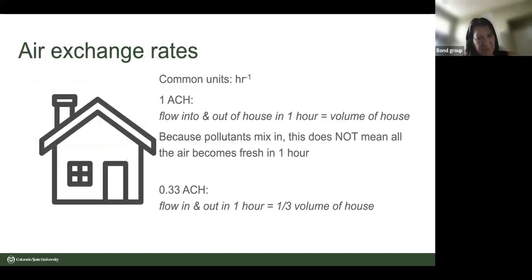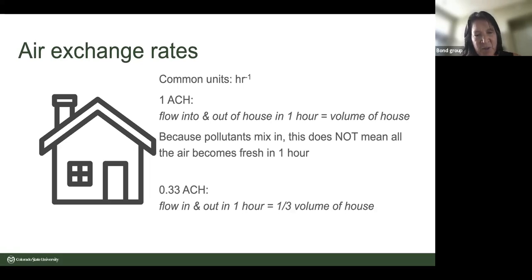So for those of you who are not accustomed to thinking about air exchange rates, just a quick overview. It's common to present them in inverse hours, or hours to the -1. So 1 air change per hour means that the flow into the house and the flow out of the house in 1 hour is the whole volume of the house. Now, this does not mean that all the air is refreshed, because as the flow is coming in, it mixes. And so you don't replace it all. It just means that the flow has been the whole volume of the house.